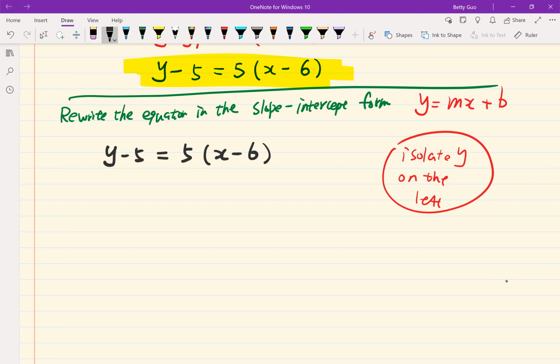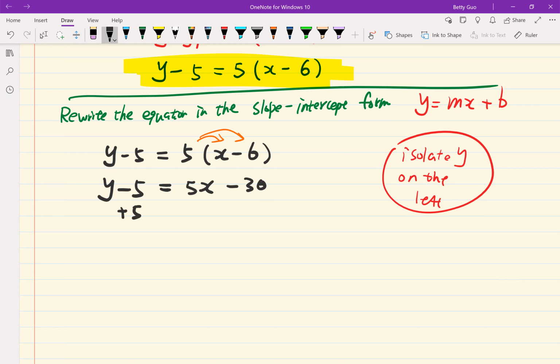Let's distribute. On the right-hand side of the equation, the coefficient of the parentheses is 5. The distributive property tells us we can multiply the coefficient by each single term in the parentheses. 5 times x, 5x. 5 times -6, -30, right?